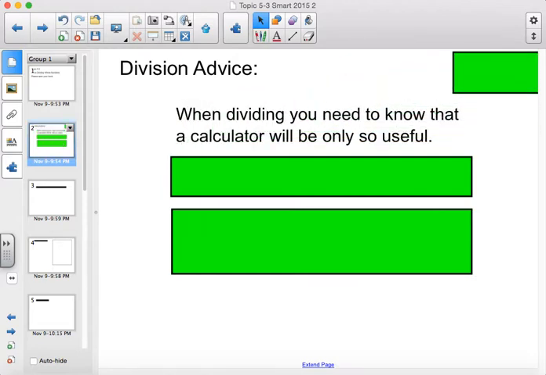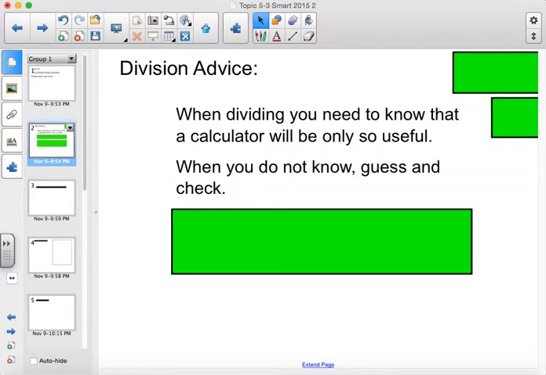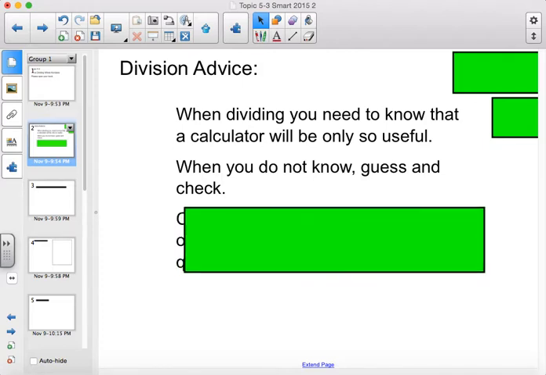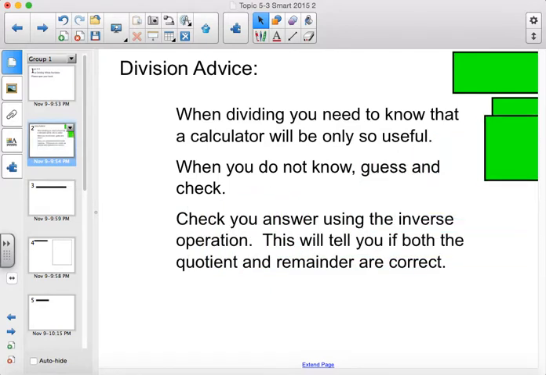First thing, when dividing, you need to know that a calculator will only be so useful to you. Some of us are way too dependent on it, but we are encouraged to use it for PSSA, but it'll be limited in helping you divide. When you do not know, guess and check. Yesterday I showed you how to guess and check to find quotients. That is a great strategy. And check your answer using the inverse operation. This will tell you if both the quotient and the remainder are correct.